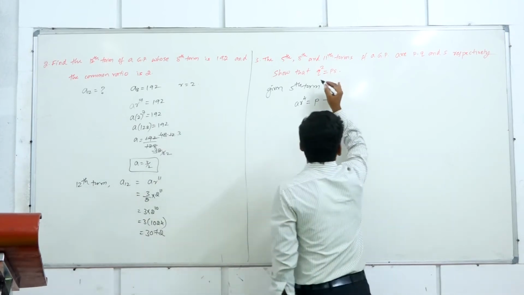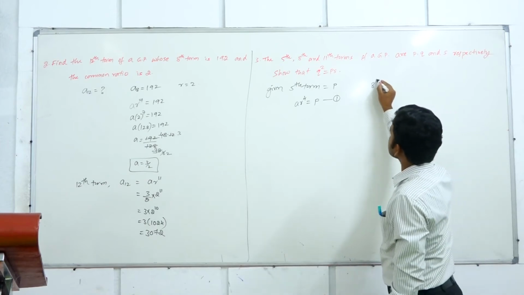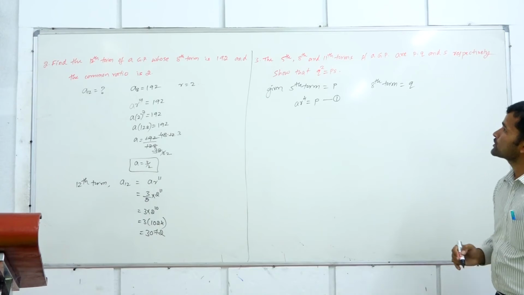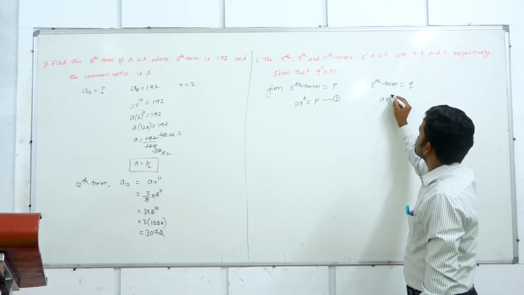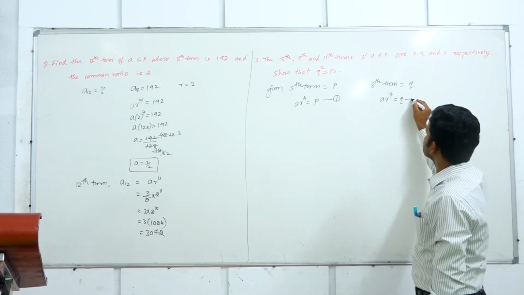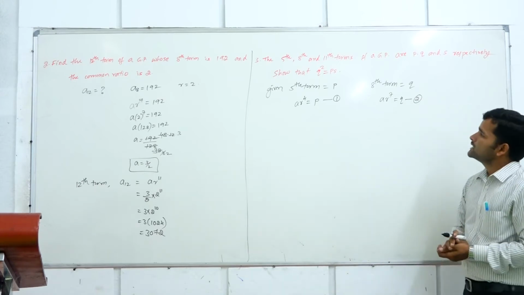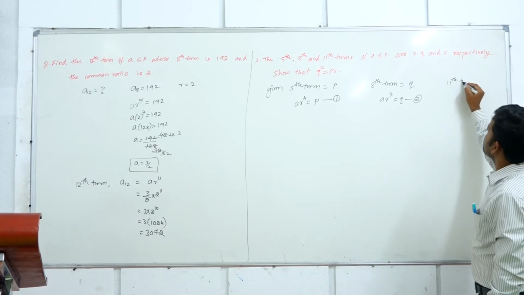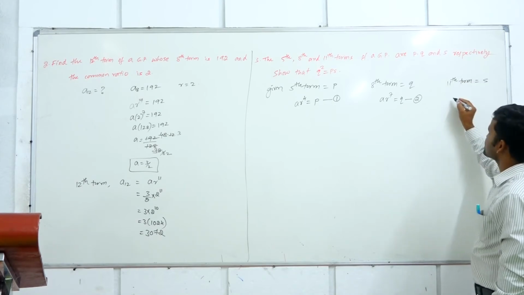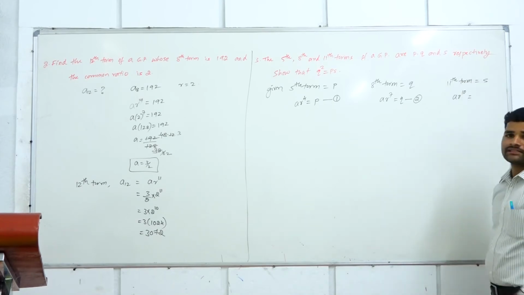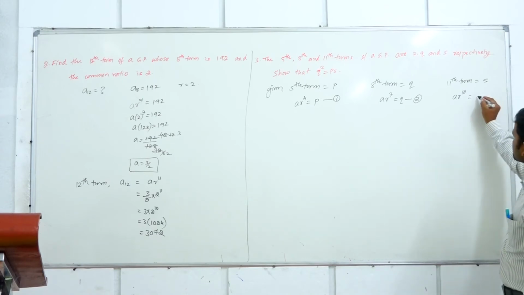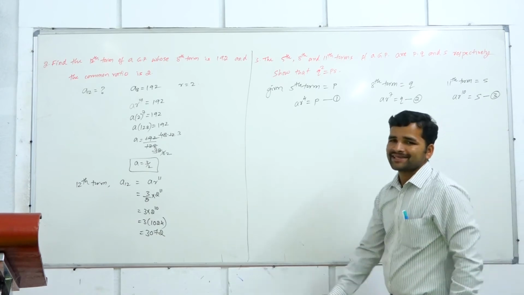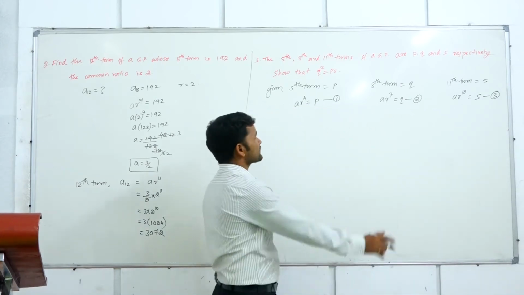Next they have given you 8th term is Q. What is 8th term in a geometric progression? That is A into R to the power 7, which is equal to Q. Take this as equation 2. Next, 11th term of a GP is S. This is A into R to the power 10, which is equal to S. Take this as equation 3. We need to show here Q square is equal to PS.